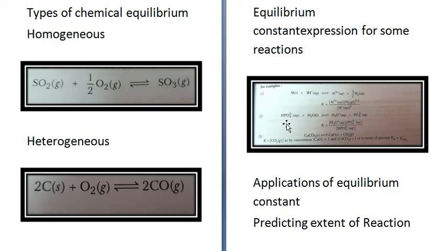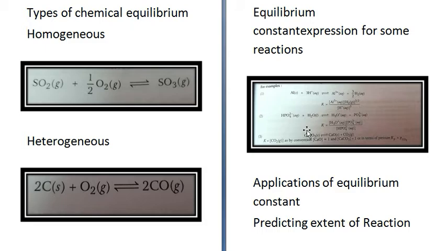Similarly, if you take the reaction HPO4 2- plus H2O gives you H3O+ plus PO4 3-. Now in this case, H2O is liquid, others are all in aqueous state, so K will depend on H3O+ into PO4 3- concentration divided by HPO4 2- concentration. Because water is a liquid, it will be considered as 1.